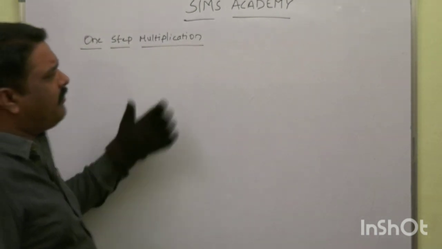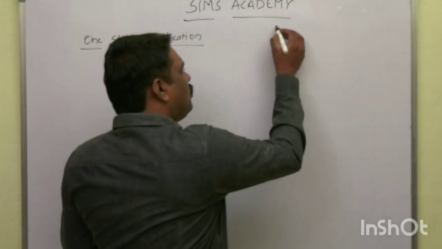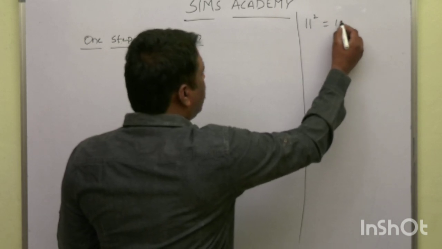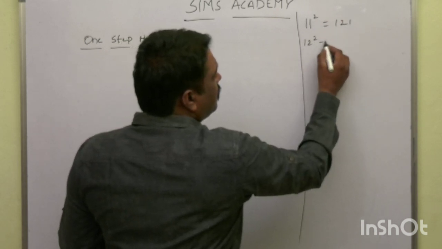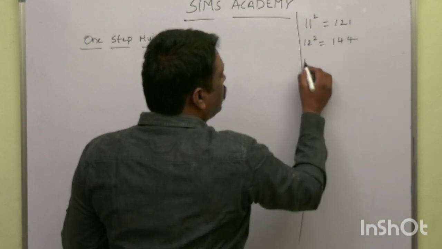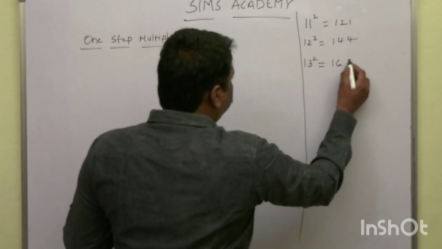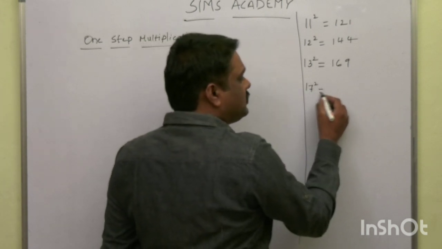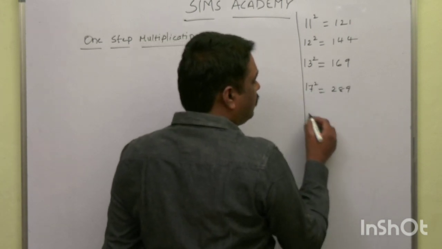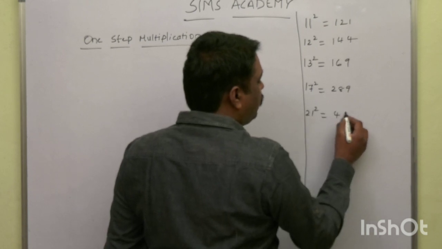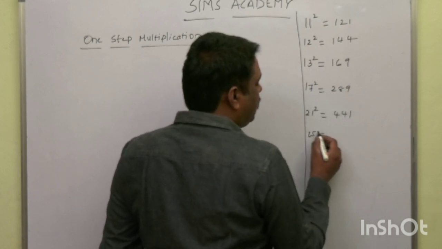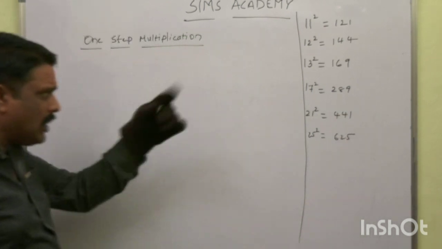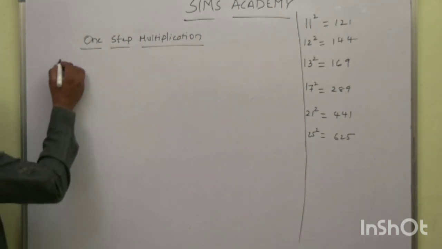Let us see, before going to that, we know squares. 11 square 121, 12 square 144, 13 square 169, randomly we shall write. 17 square 289, 21 square 441, 25 square 625, and so on. Let us go with 11 first.